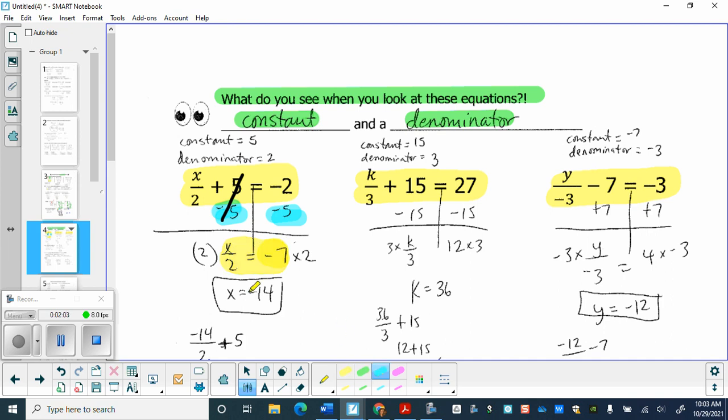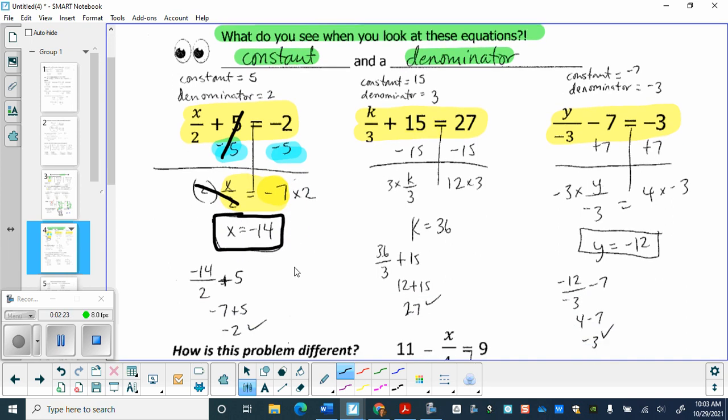Now, because I have a denominator down here, anytime we see division by a denominator, we do the opposite, which is to multiply on both sides. If the denominator is 2 and we multiply both sides by 2, this cancels out, and my negative 7 times 2 is where I get this negative 14, and that's my answer.